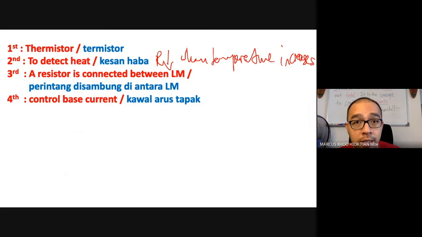Too much base current is also not good, because remember, a small change in the base current will change the value of the collector current very drastically. So kita perlu ada satu pengawal. Okay, that's why we have the perintang over there.